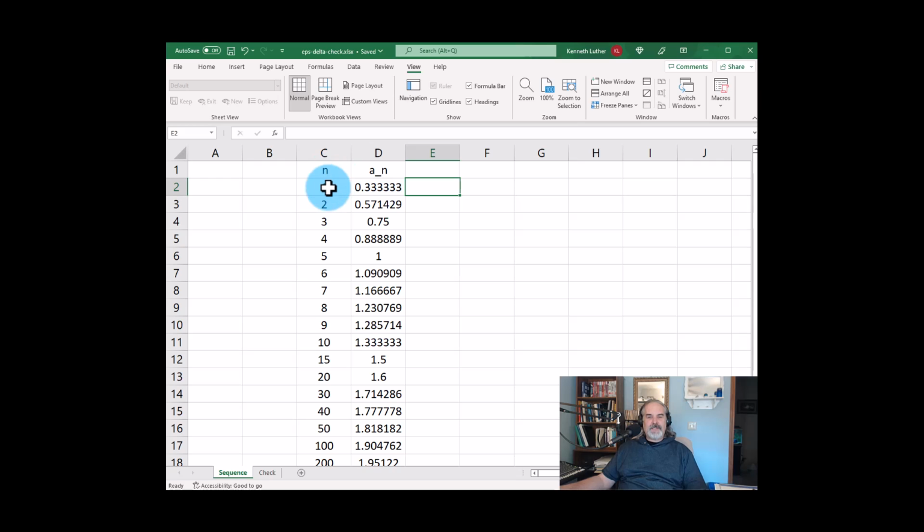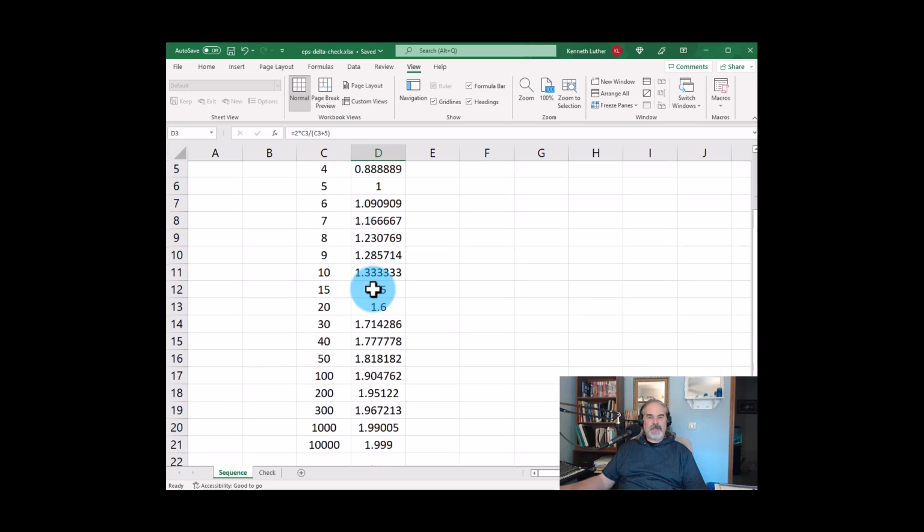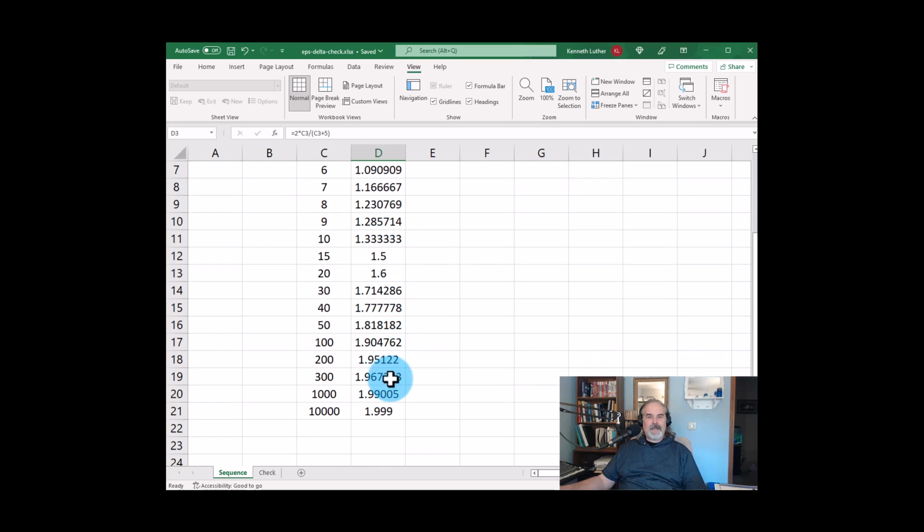What I've done here is I've just listed out some values of n, and I've calculated 2n over n plus 5. So when n is 1, 2n over n plus 5 is 1/3. When n is 2, it is 0.57, etc. So n gets bigger and bigger, and then in column D, you can see the cascading results. And those results sure look like, as n gets bigger and bigger, they're getting closer and closer to 2. Right?